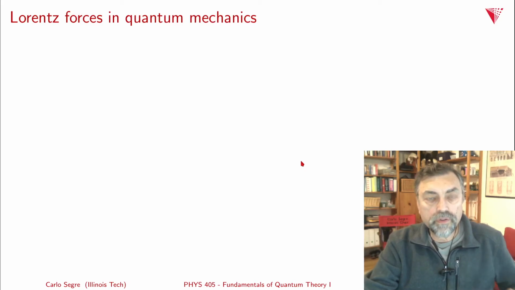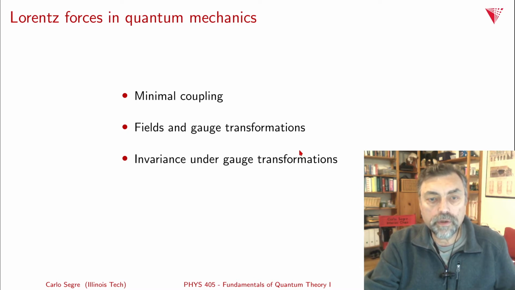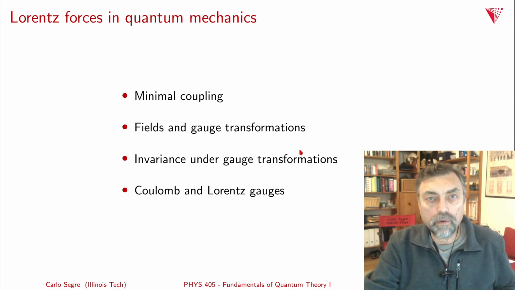In this video, we discuss how to treat Lorentz forces in quantum mechanics. We start with understanding minimal coupling, and then we move to fields and gauge transformations, and then invariance under gauge transformation of the Hamiltonian, and finally, we talk about the Coulomb and Lorenz gauges.